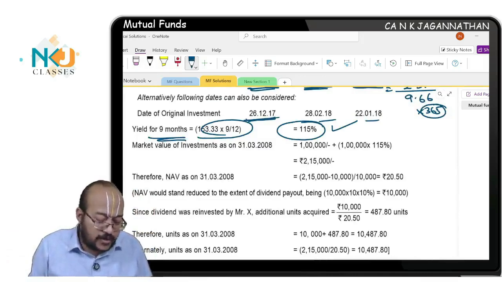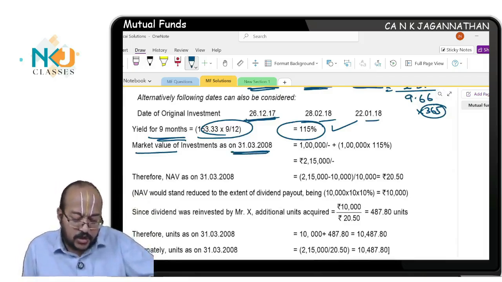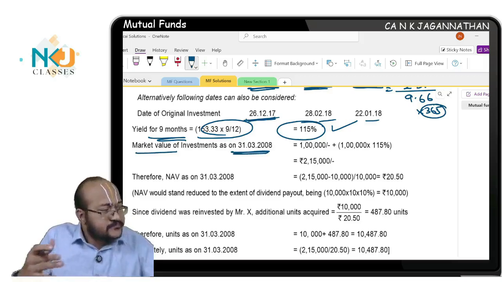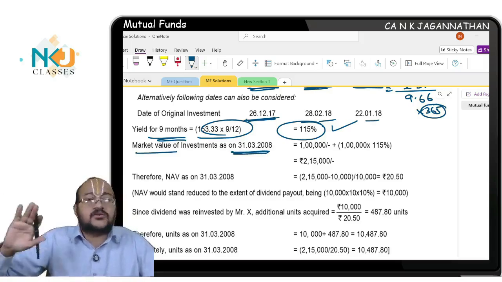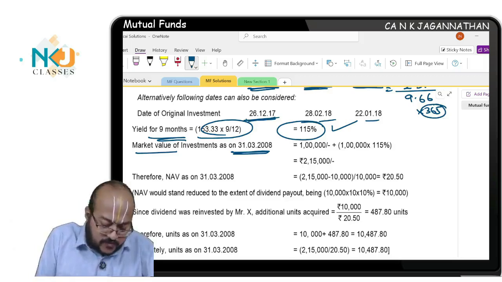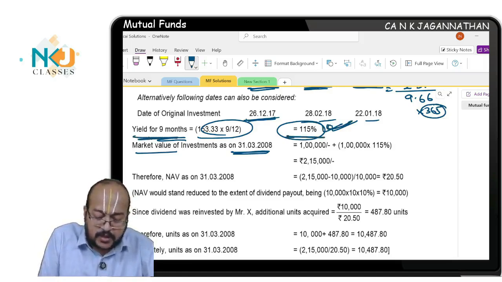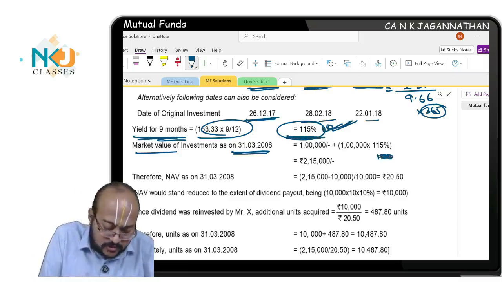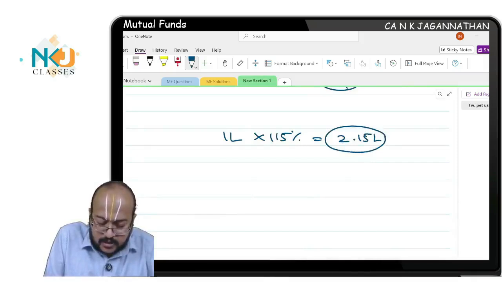Now you have to find the market value of the investment as on the closing date, that is 31/3/2008. Very simple, NAV you need to compute. NAV is nothing but the market value of investments, plus or minus the closing cash balance if any, divided by the number of units outstanding. Correct? Now the market value of investments has appreciated by the yield of 115%. So the 1 lakh rupees you invested, into 115%, gives 2.15 lakhs, correct?